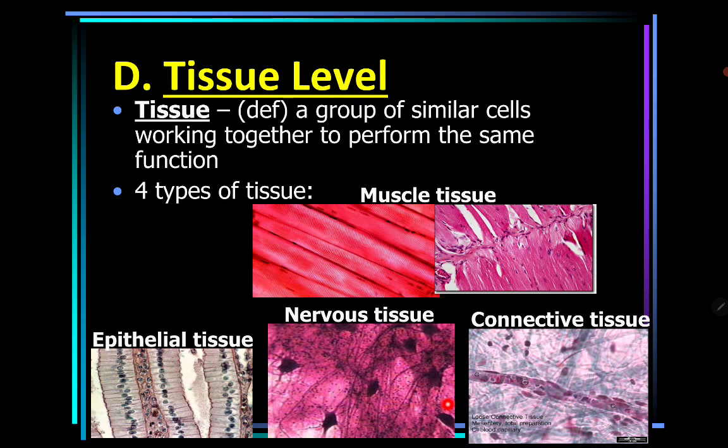So there are 4 categories of tissues. In these categories, there are tissues like bone, the blood, the skin, and the fats. So by definition, tissues are a group of similar cells working together to perform the same function. So we have the four types: the muscle tissue, the epithelial, the nervous tissue, and the connective tissue.